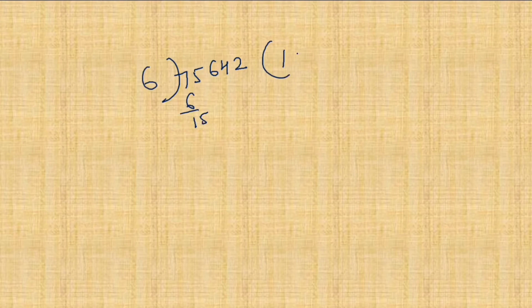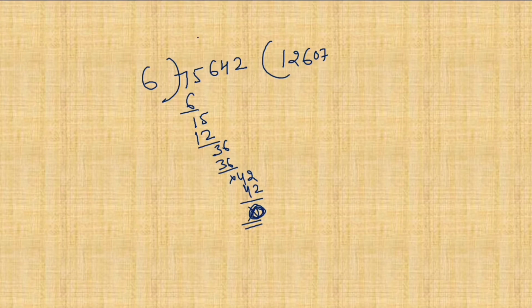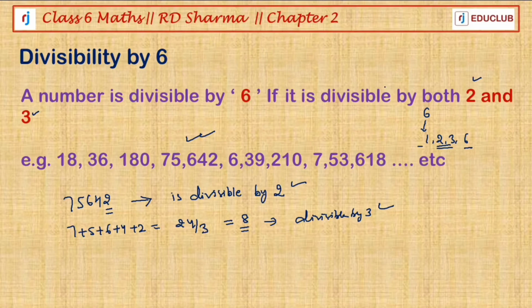Let us check whether it is divisible by 6 or not. 75642. 6 ones are 6, 6 twos are 12, 6 6s are 36, 6 sevens are 42. Remainder 0. So we can say this number is divisible by 6. So a number is divisible by 6 if it is divisible by both 2 and 3.